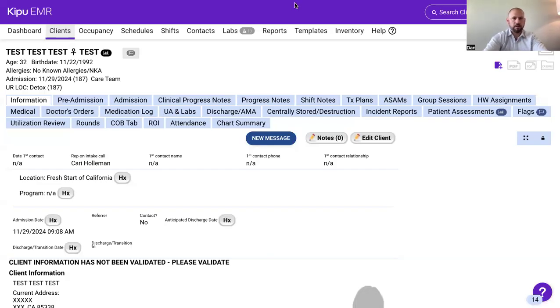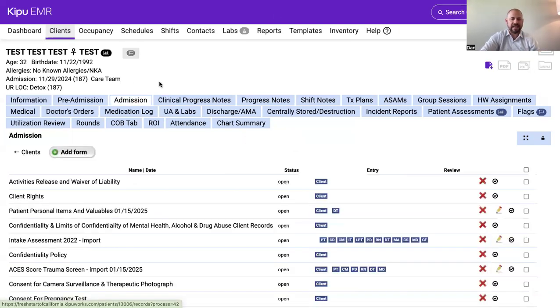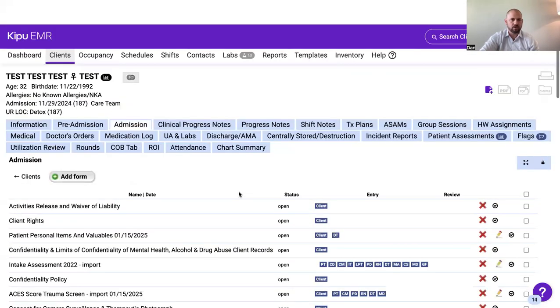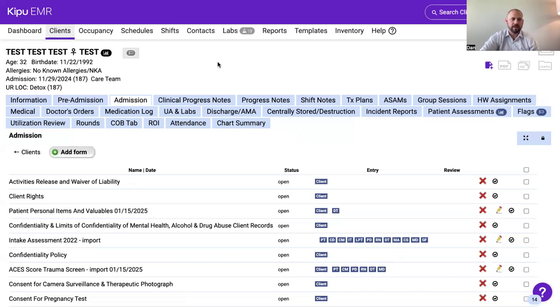All right, everyone. Today we're going to be going through a new admissions form. This is the ASAM4. Insurance is starting to require this. Certain insurances are requiring it, and we're going to start implementing it.